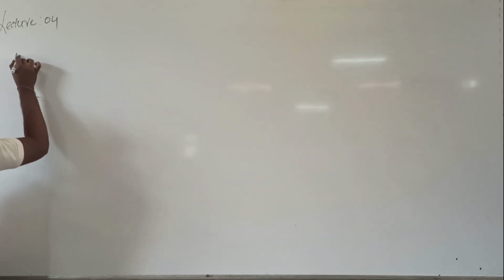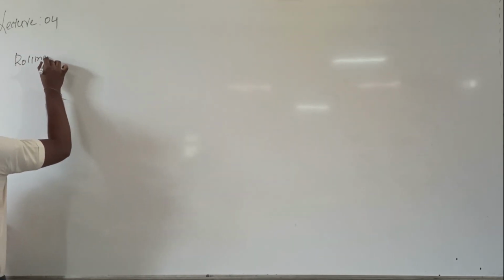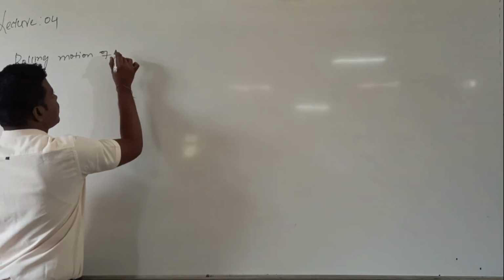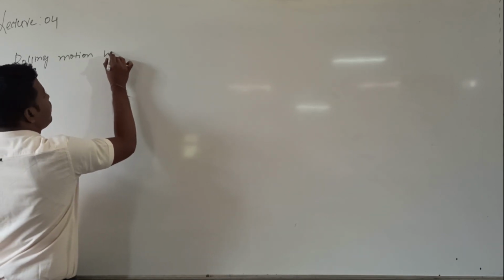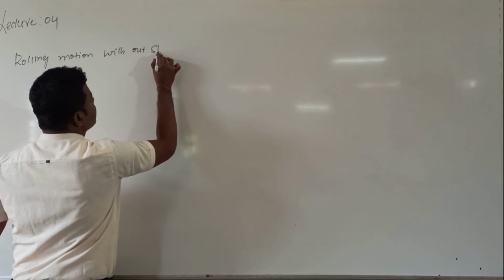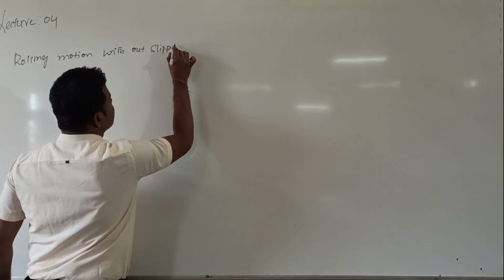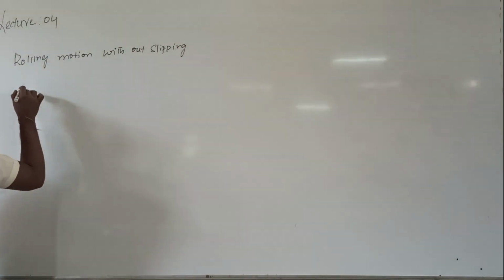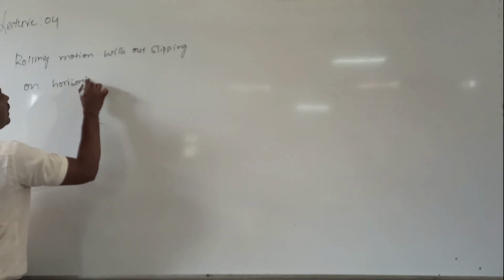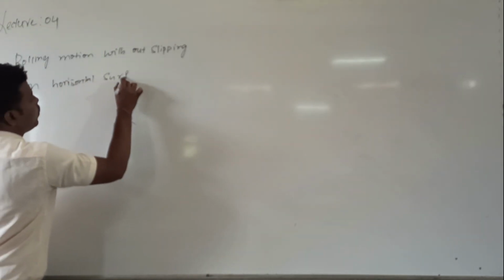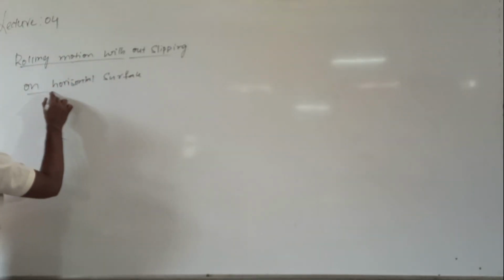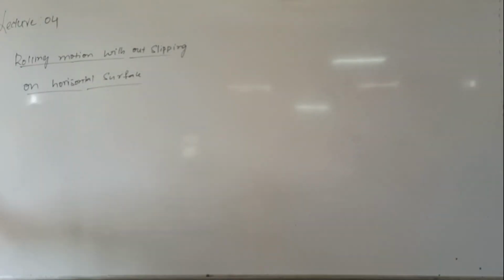rolling motion of a body, or rolling motion without slipping on a horizontal surface. Whenever a body is executing rolling motion without slipping on a horizontal surface. Okay? So let us see.